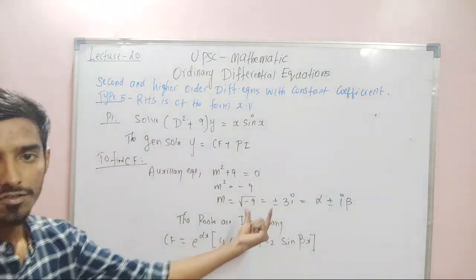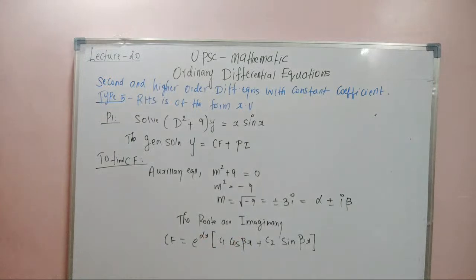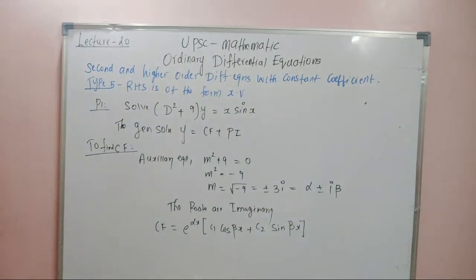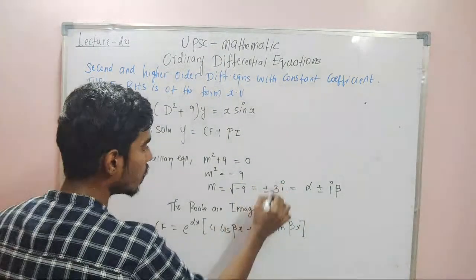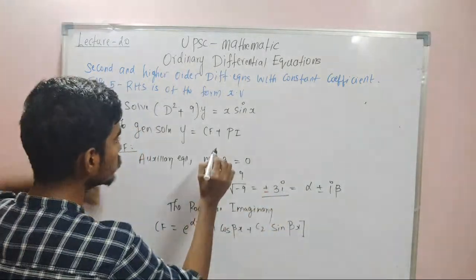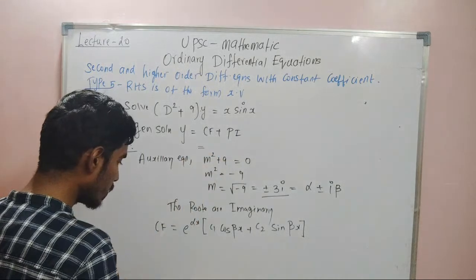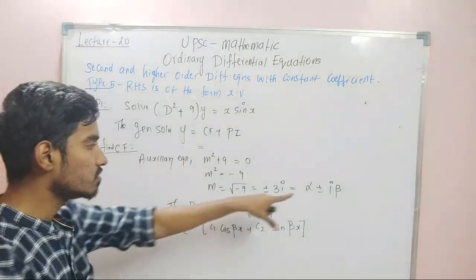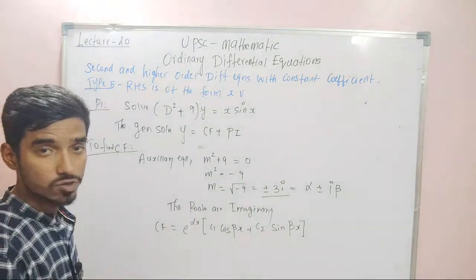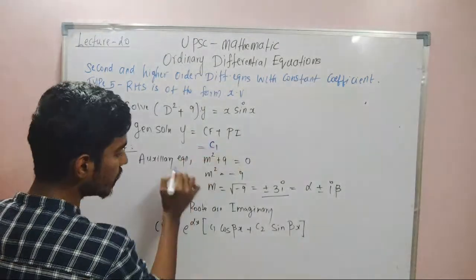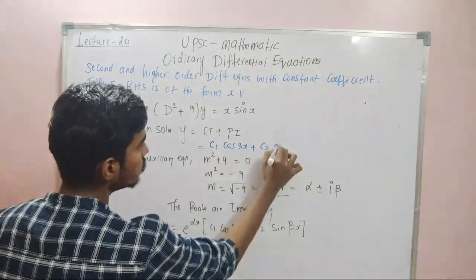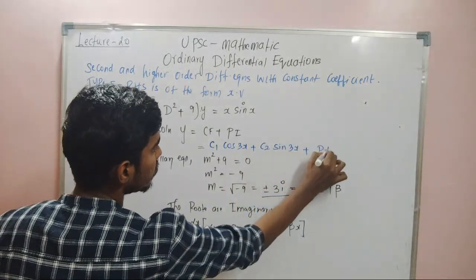So in our case alpha is 0 and beta is 3, right? You can see alpha plus or minus i beta. So beta is 3, alpha is 0. Therefore what will be our complementary function? We just substitute alpha equal to 0, beta equal to 3. So this will be e power 0x, and e power 0 is 1. So we will have c1 cos 3x plus c2 sin 3x plus particular integral.